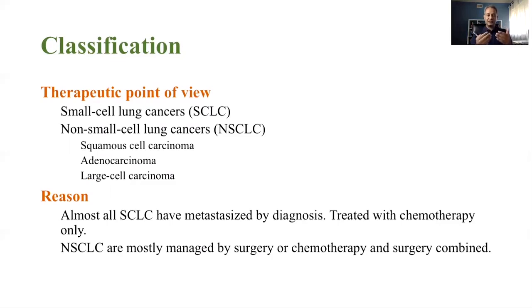Those cancers that can be removed surgically are called non-small cell carcinomas, and those that can take advantage of chemotherapy only are the small cell carcinomas. Now, within the non-small cell carcinoma, we have adenocarcinoma, we have large cell carcinoma, and we have squamous cell carcinoma. So this is the therapeutic classification.